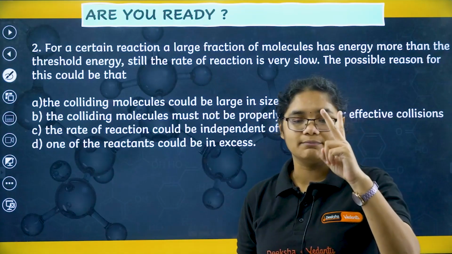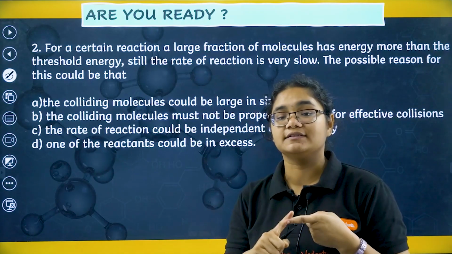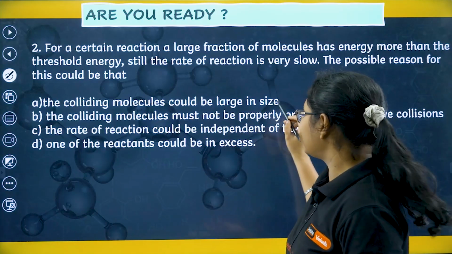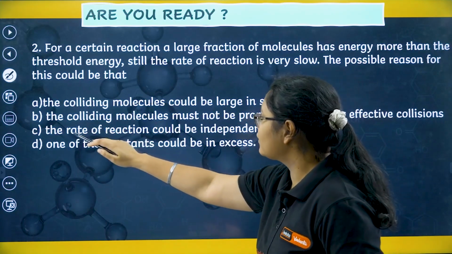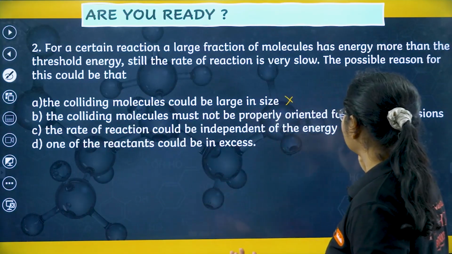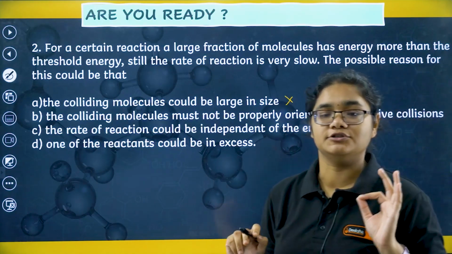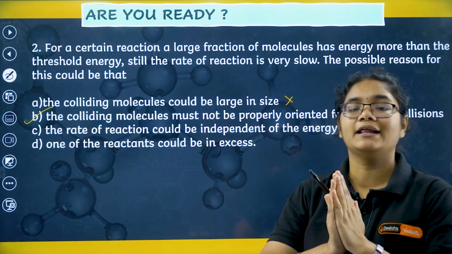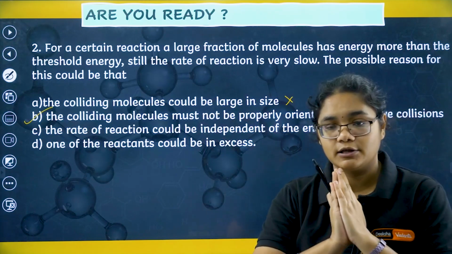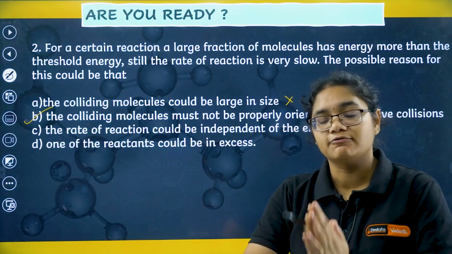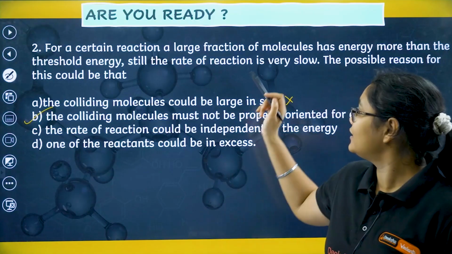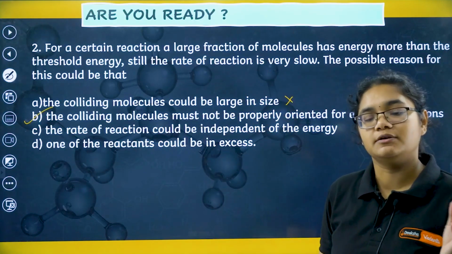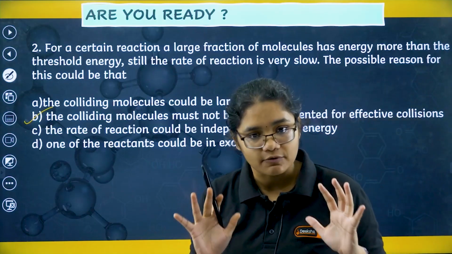So we know that there are two important factors. One is the energy, another is the orientation factor, right? So the colliding molecules could be large in size. This doesn't have any sense. The colliding molecules must not be properly oriented for effective collisions. Yes, the orientation is a major factor. They have to collide in a particular direction, in a particular angle, so that the product formation will take place. So even though enough energy is there, if this factor is not met, the rate of the reaction will be very slow.